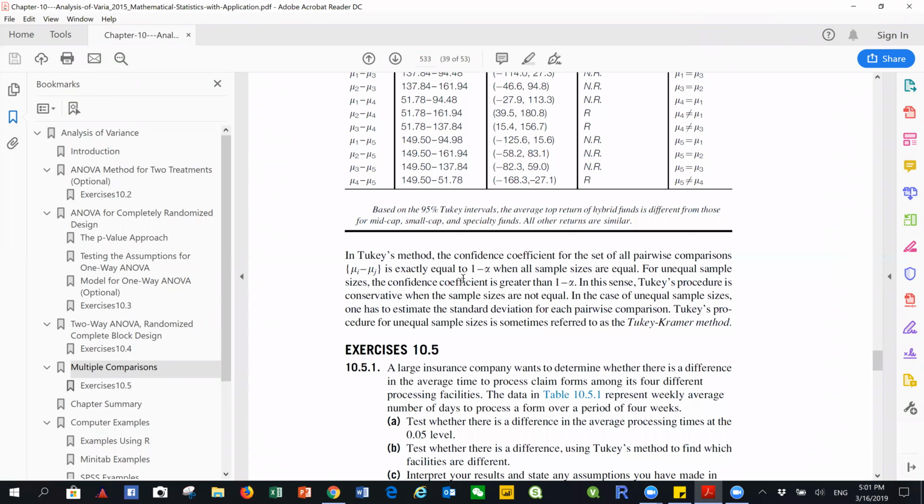When sample sizes are not equal, the confidence interval may have to be bigger. That means being more conservative about whether to reject or not, because you don't want the overall alpha to be inflated. Tukey's procedure for unequal sample sizes is sometimes referred to as the Tukey-Kramer method. So Tukey refers to equal sample size, Tukey-Kramer to unequal sample size. Only Tukey-Kramer is more conservative because of unequal sample size.